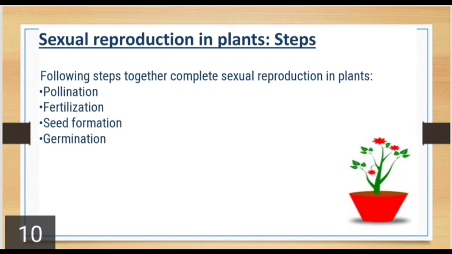Sexual reproduction in plants steps. The following steps together complete sexual reproduction in plants. They are pollination, fertilization, seed formation, and germination.